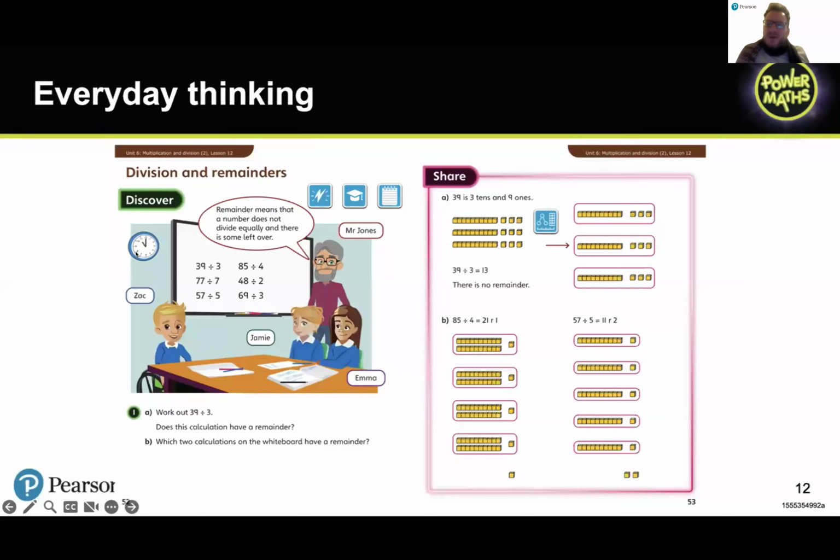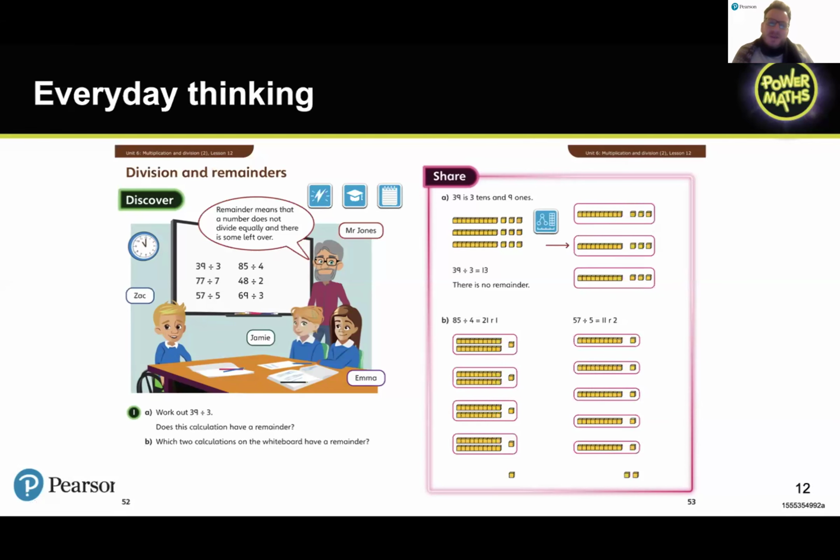The first thing I might do is isolate the Discover picture. So rather than show the whole thing all at once, like I did with the previous one, I'd probably just show the Discover picture. Mr. Jones is saying something to the children. He's not even asked them the question yet. He's just describing, giving us a definition of what remainder is.